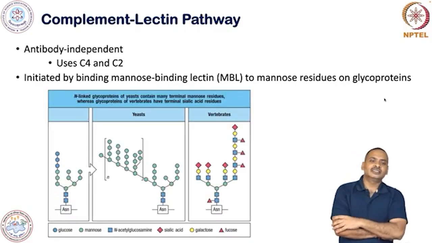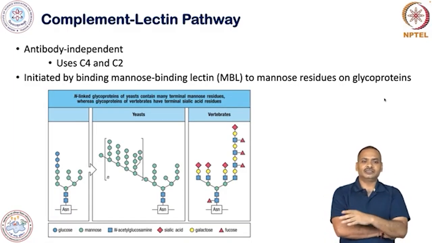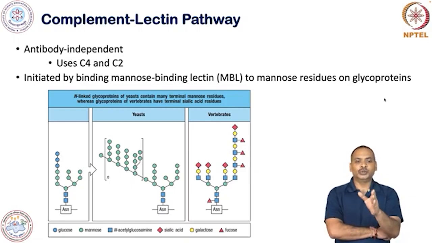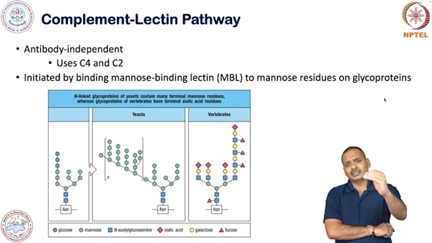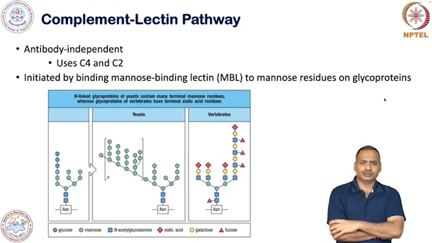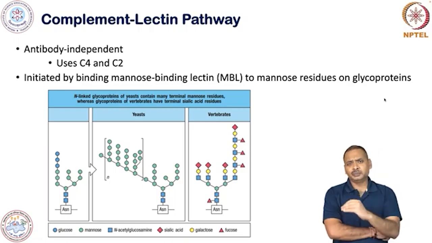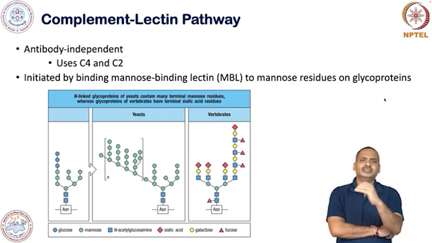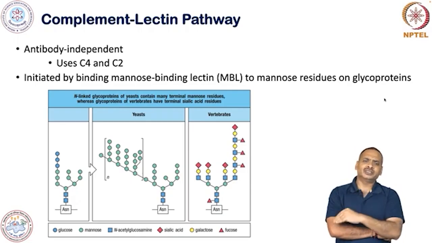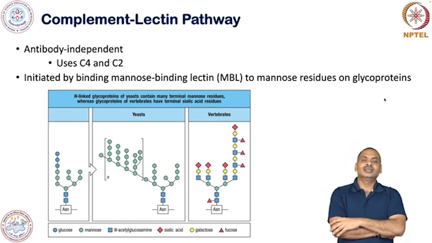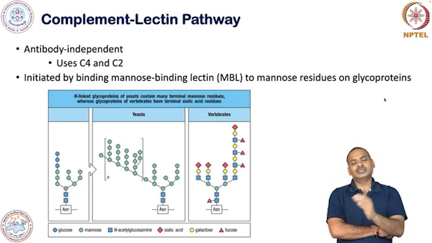Here you can see, for your convenience, a very good schematic. Yeast has a lot of mannose, and MBL can bind with the mannose. On the other hand, vertebrate proteins are generally terminated with sialic acid, and this sialic acid is a kind of distinguishing feature.